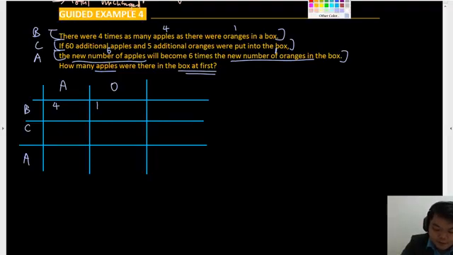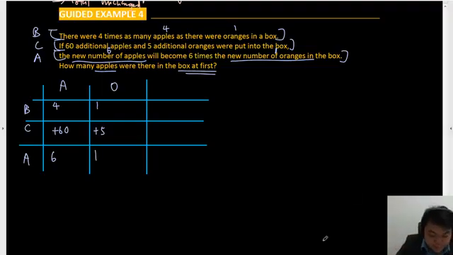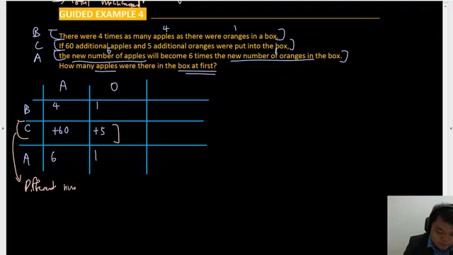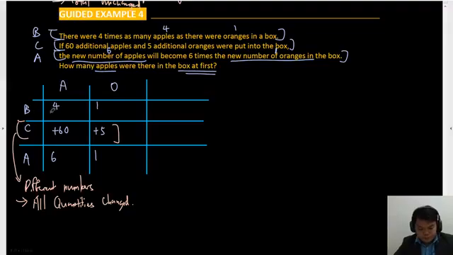Then 60 apples were put in. 5 oranges were put into the box. And now your number of apples will be 6. You have 6 blocks over here, and here you would have 1 block of oranges. When we have this, you see that inside your change row, you have different numbers. Hence, all quantities would have changed. Agree? So you can't make them the same anymore.